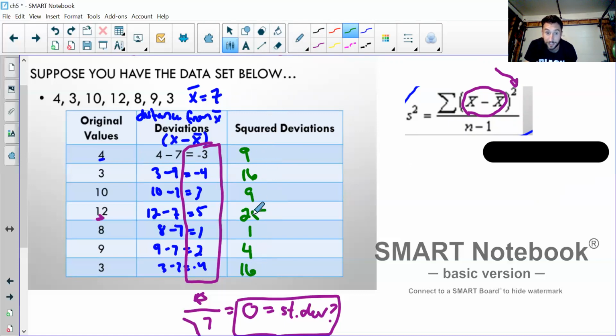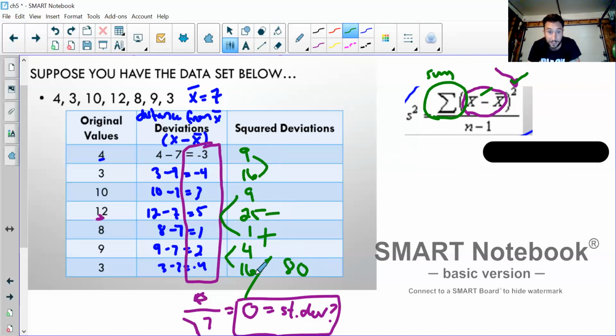The reason we're doing that again is to get rid of the negatives, to get rid of that canceling issue. So we found the deviations, we squared all the deviations, and now this is telling us to take the sum. So we need to add all of these: 16, 20, 21, 46, 55, 65, 71, 80. So these add up to 80. Let me just double check: 25 plus 25 is 50, plus 10 is 60, plus 20 is 80. All right, cool. So we found the deviations, squared them, and added them all up.